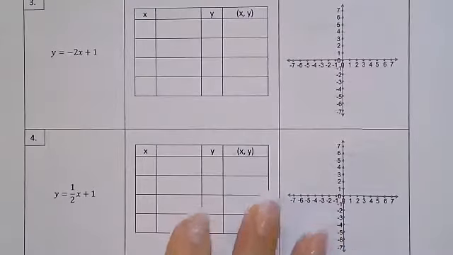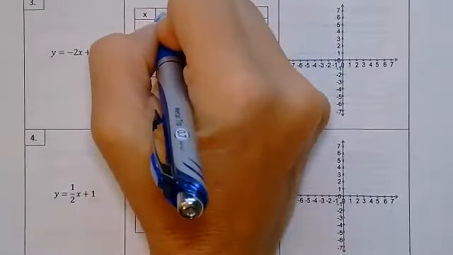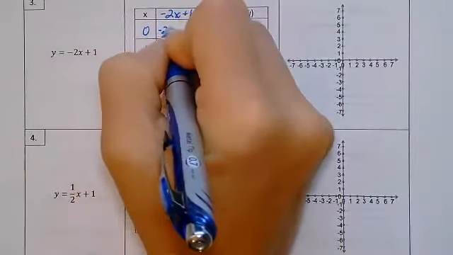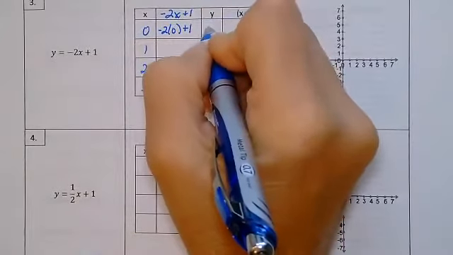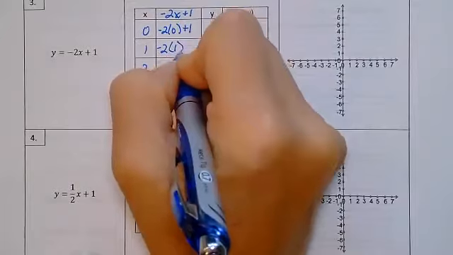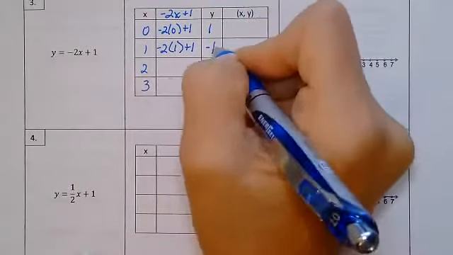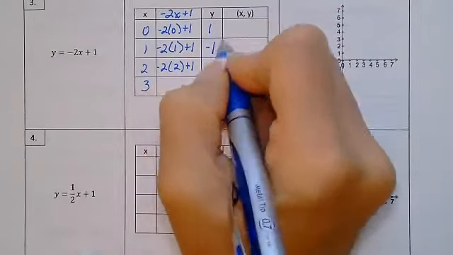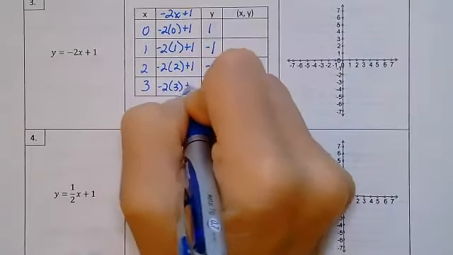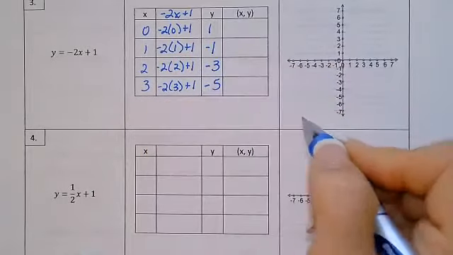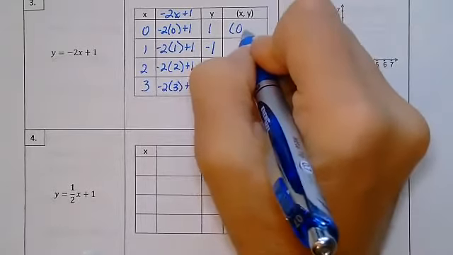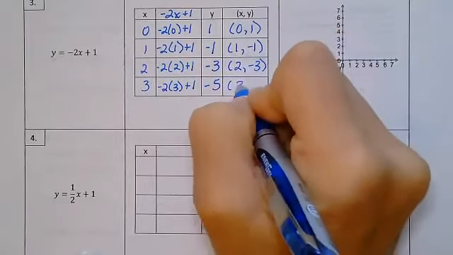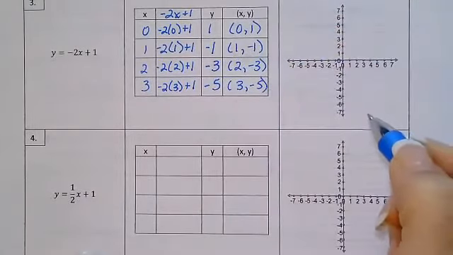Number 3. My function is -2x plus 1. Substitute. Ordered pairs. And graph.